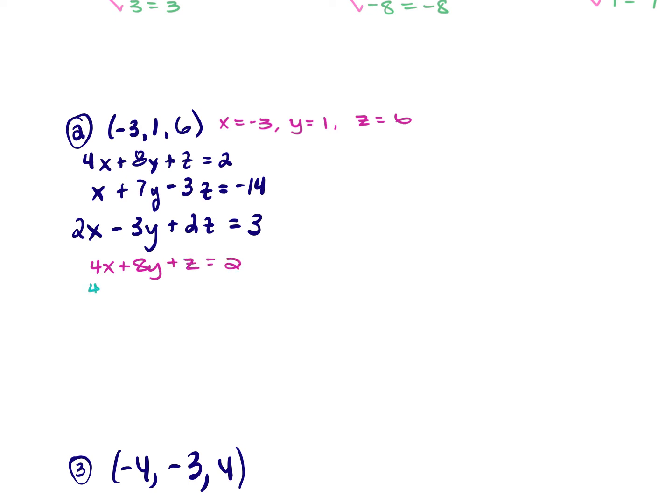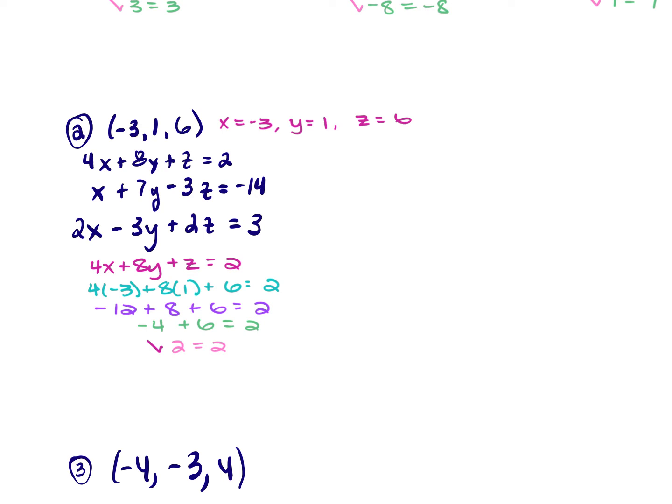We're going to have 4 times -3 plus 8 times 1 plus 6 is equal to 2. 4 times -3 is -12. 8 times 1 is 8. And then we have that 6. So that -12 plus 8 is -4. -4 plus 6 is 2. So 2 is equal to 2. That one's a true statement.